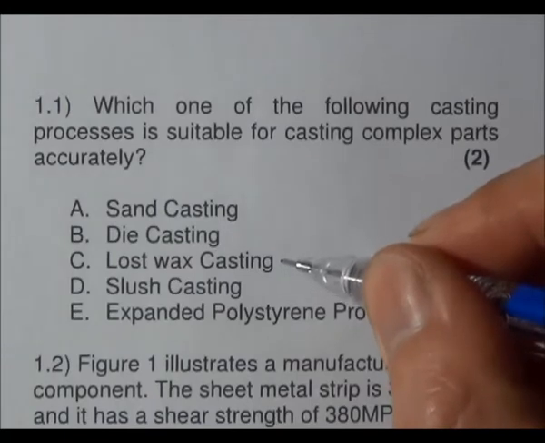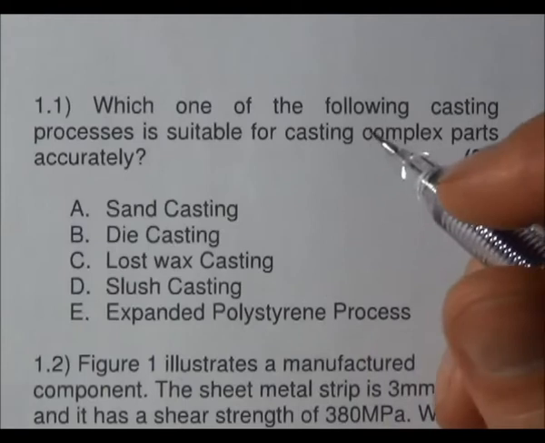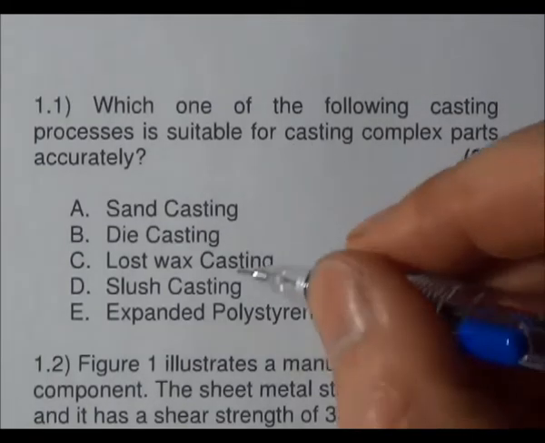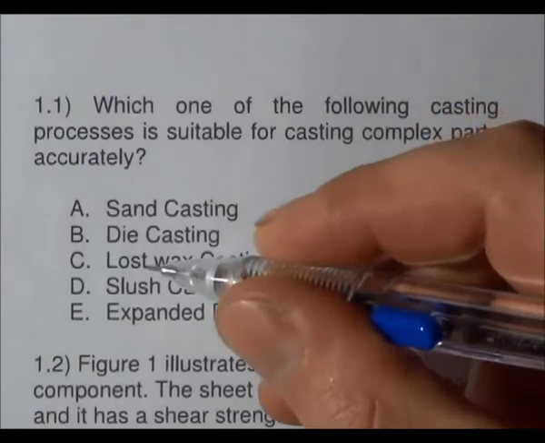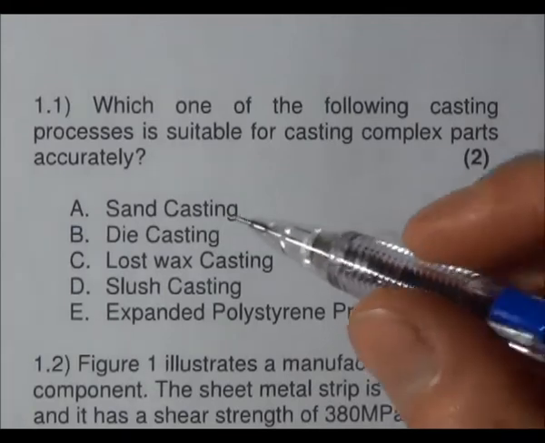Lost wax casting is the one where the pattern is made from wax, then some refractory material is added around the outside and the wax is melted out, and then the molten metal is cast into the mold. So from these first three, the best option so far is C, lost wax casting.